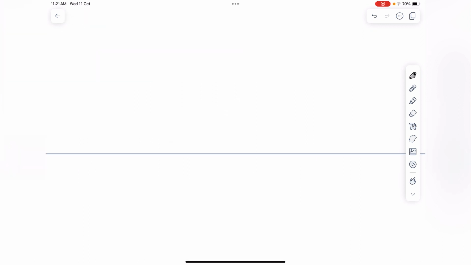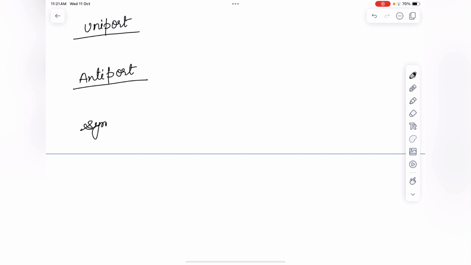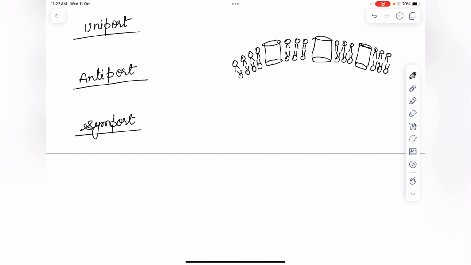Now we will see what is uniport, antiport, and symport. Uniport, antiport, and symport. This is the plasma membrane, phospholipids, and these are the channels, protein channels. So uniport, uni means one direction. Uni का मतलब क्या होता है? It will move in one direction. Movement of molecule in one direction.